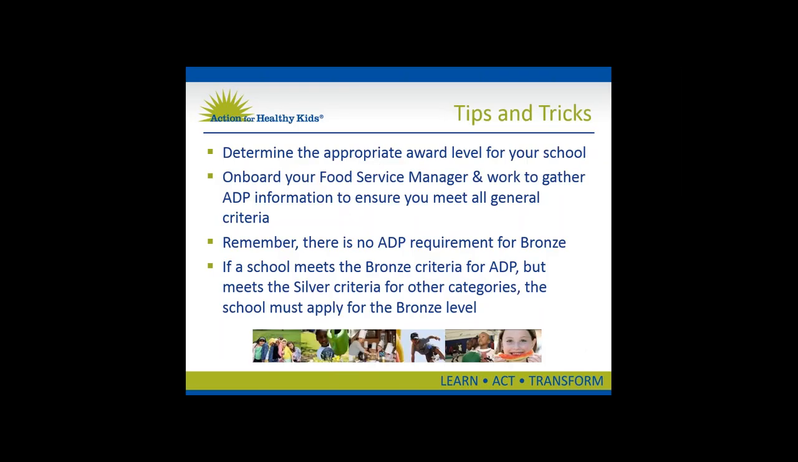For each section of the application that we discuss, we will provide a few tips and tricks to help you get started. So let's review a few tips and tricks for the general criteria and ADP section of the application. First, review the application and jot down a few notes to help you determine the appropriate award level for your school. You can gather your ADP information and ensure you meet all general criteria. Remember that there is no ADP requirement for bronze. And lastly, the award level you should apply for is the lowest level you checked in a category. For example, if you determine you could apply for bronze under ADP but silver under Smart Snacks, you should submit your application for the bronze level.